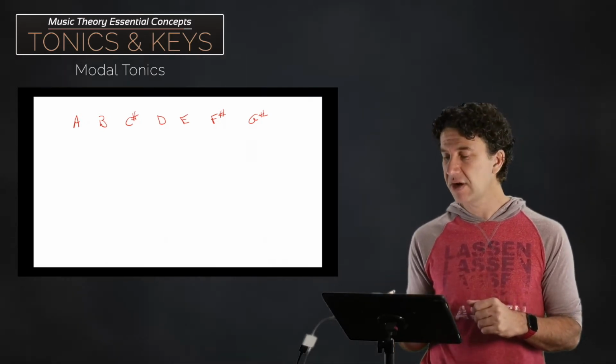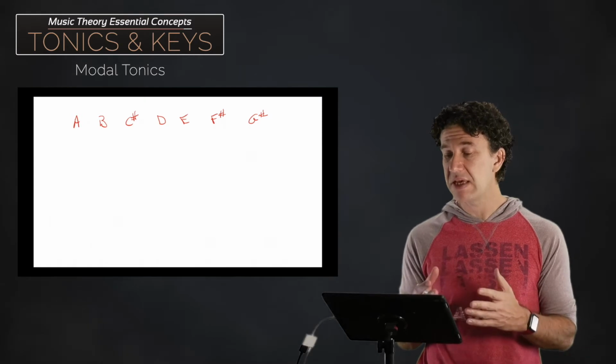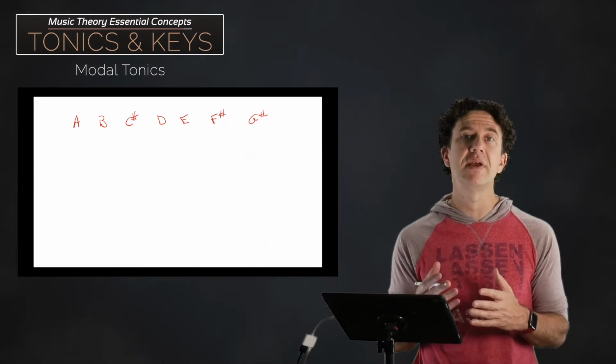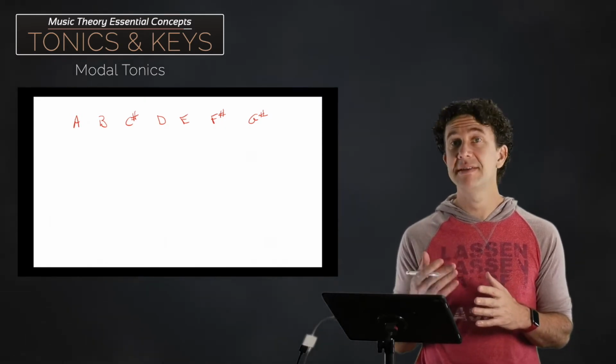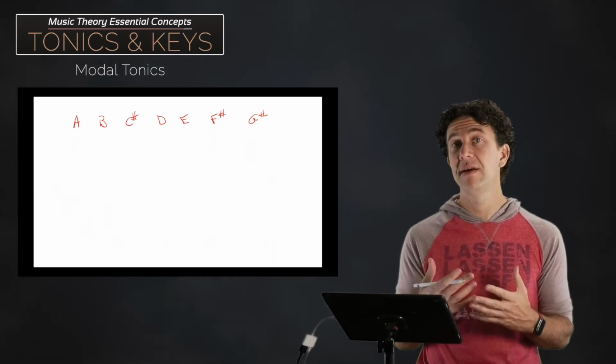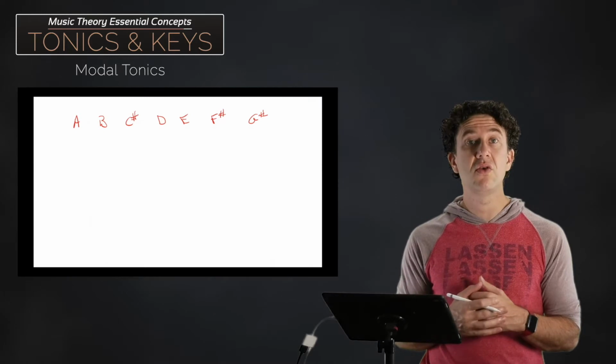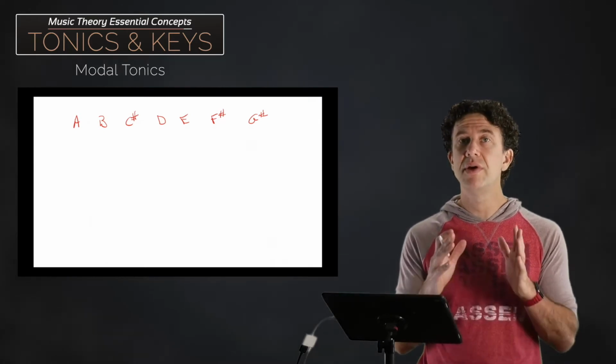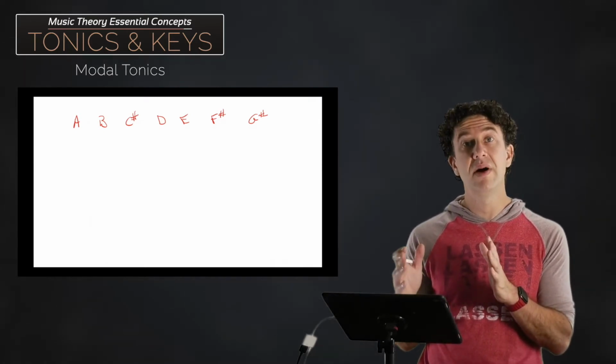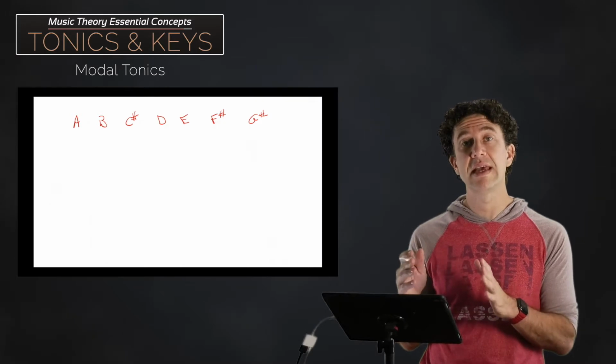Now, if we look back here at our key of A major, we've got A, B, C sharp, D, E, F sharp, and G sharp. A is our tonic, as long as we're talking about A major. But we could take these notes and we could not rearrange them, but offset the root by one scale degree.